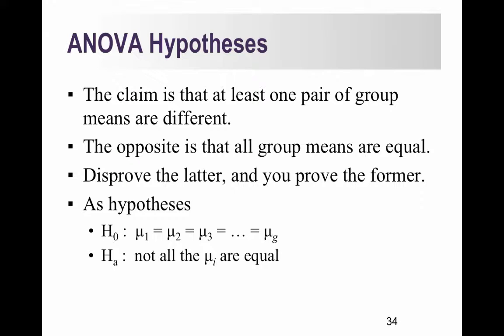Written as hypotheses, the null hypothesis would be that the average for group 1 is equal to the average for group 2, is equal to the average for group 3, for all of the groups. The alternative of that is that at least one of the group means is not equal.